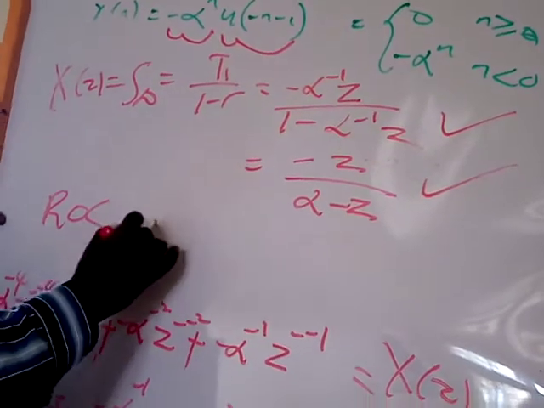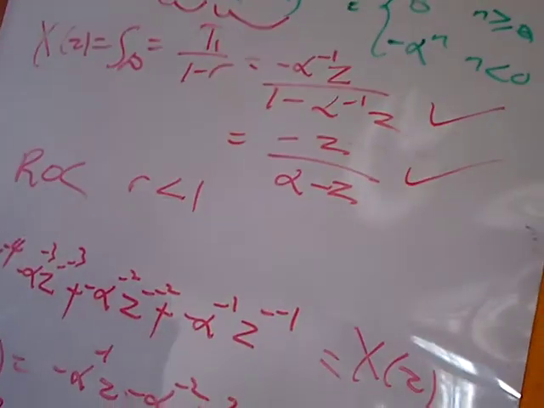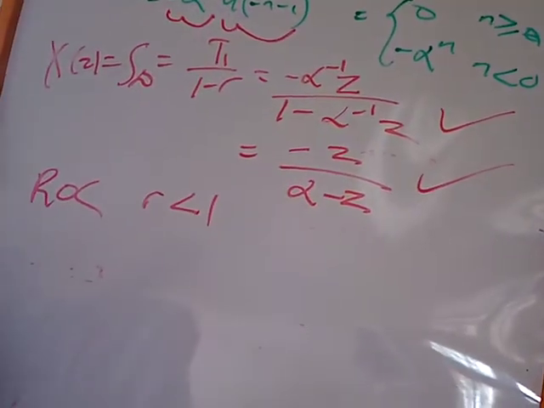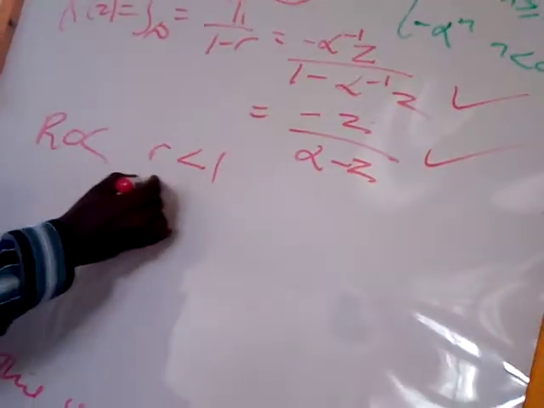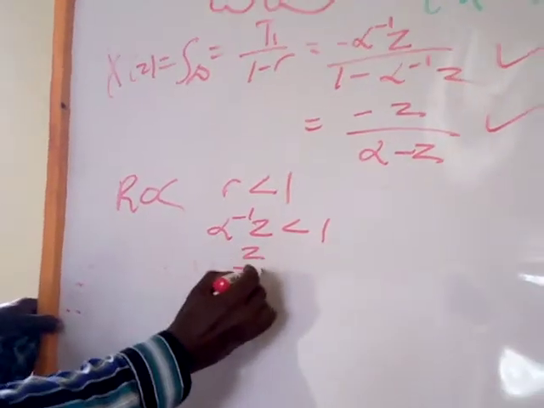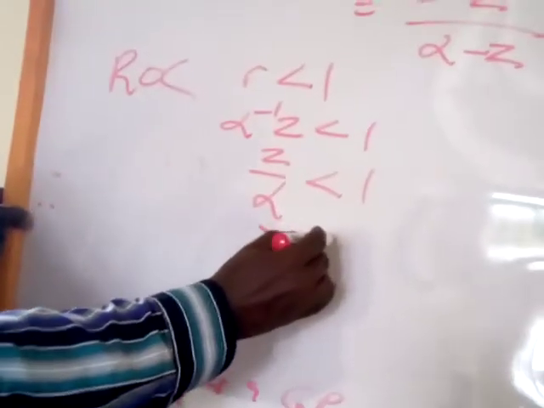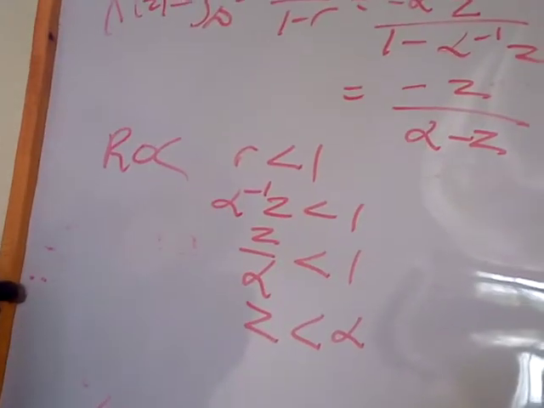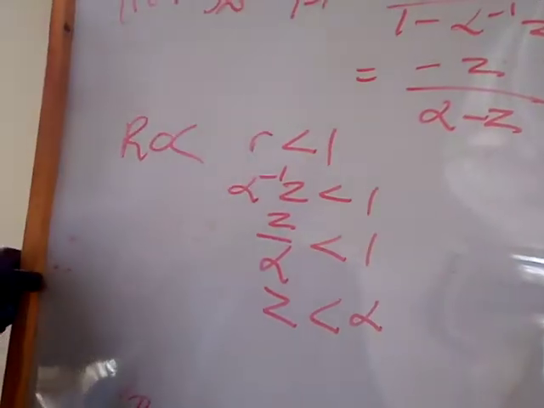Region of convergence, ROC. The condition is that r must be less than 1. You remember our r is this, which means alpha minus 1 z must be less than 1. This is like z over alpha less than 1. This is absolute z less than alpha. How do we draw this?